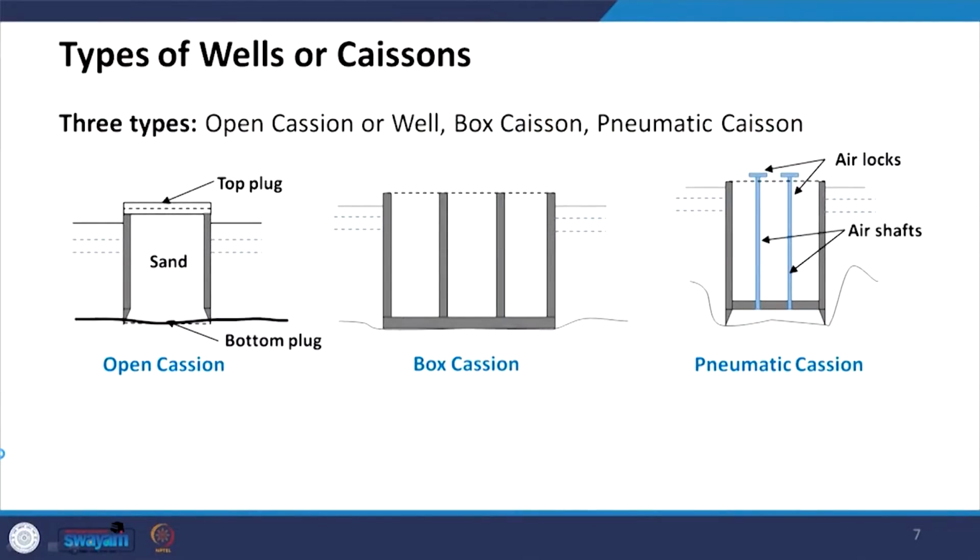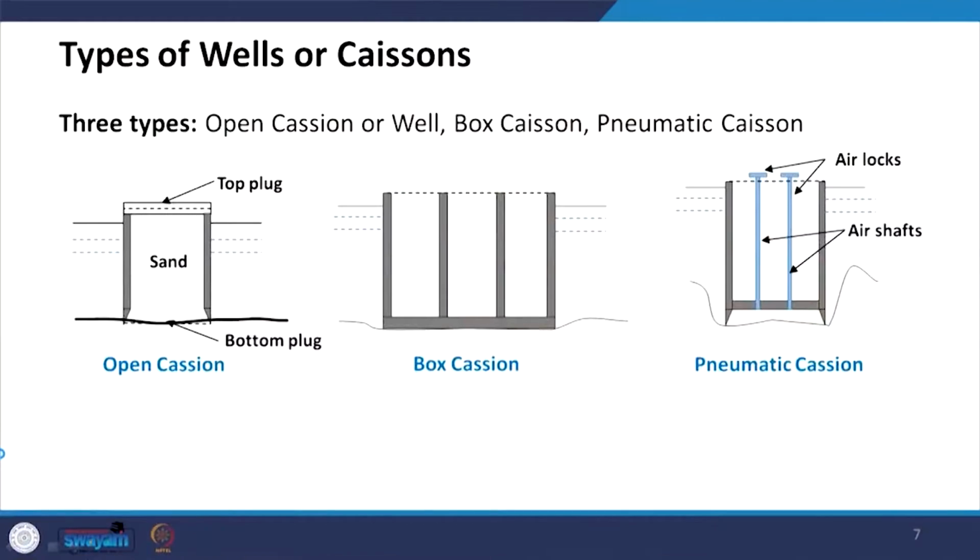When we talk about that, there may be many categories, but most of the wells can be grouped into three categories. One is called open caisson, then you have box caisson and pneumatic caisson. First of all, wells are also called caissons, which comes from the French word. So, we can say open caisson or open well, then box caisson, pneumatic caisson. Open caisson, as shown in the first figure, is open from the top as well as the bottom, that is why the name is given. Box caisson is closed from the bottom, and it looks like a box type of structure. So, the name itself says box caisson.